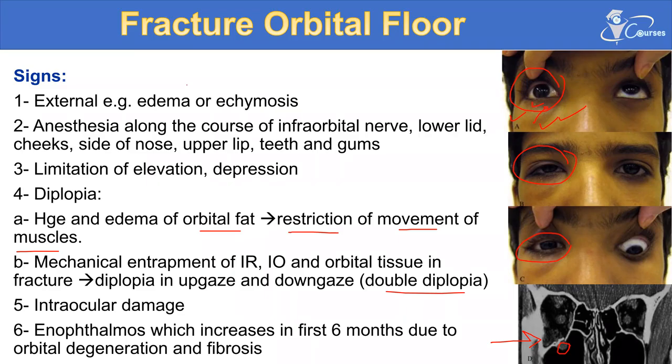Also, those patients can be associated with intraocular hemorrhage, intraocular damage, and enophthalmos, which increases in the first 6 months due to orbital degeneration and fibrosis, which will be one of the indications of surgery for those patients.